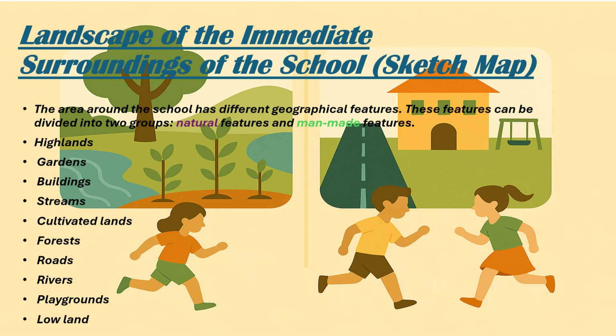So now let's go back to our punishing old school. But this time, you guys have an activity to do. Let's see what that activity is, because I don't know. Landscape of the immediate surroundings of the school. It's a sketch map. The area around the school has different geographical features. These features can be divided into two groups, natural features and man-made features.